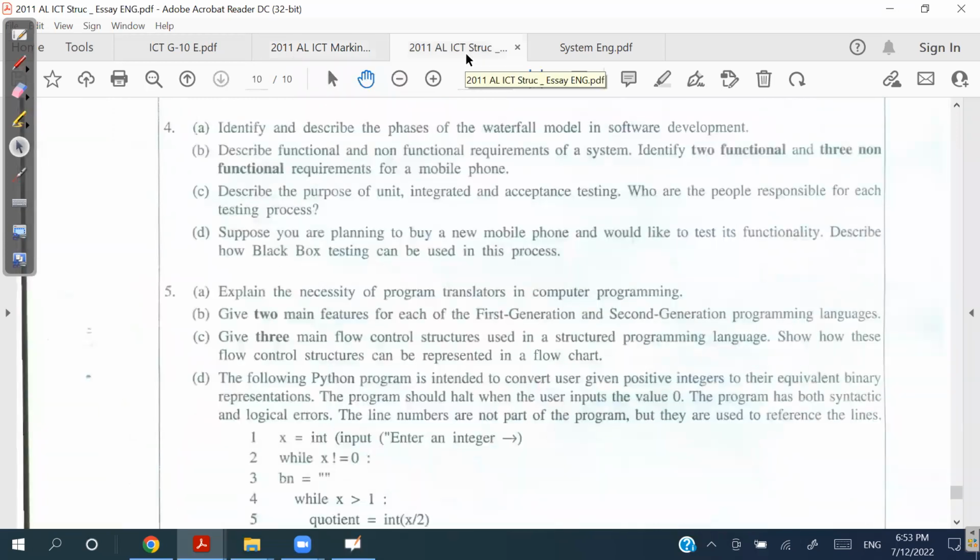And in part D, yeah, they're asking how to do a black box testing to check whether the new mobile phone is working.